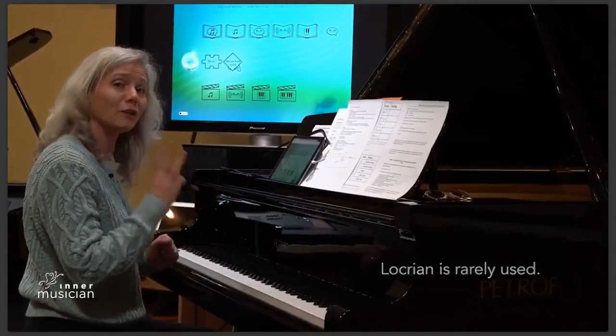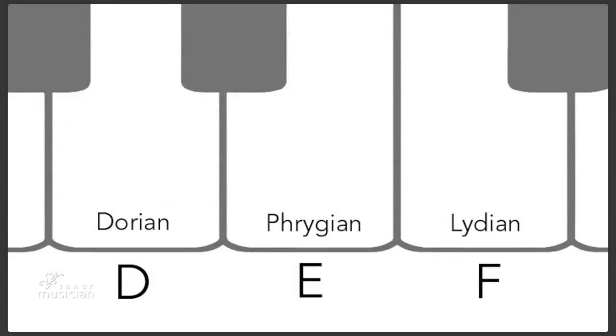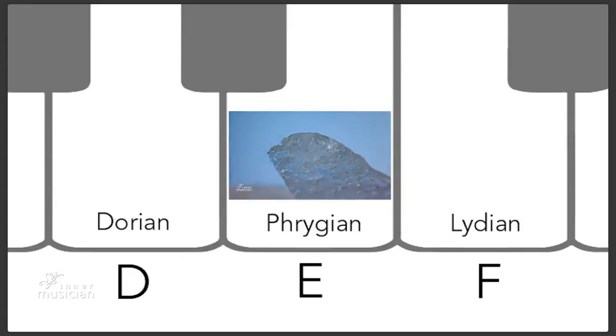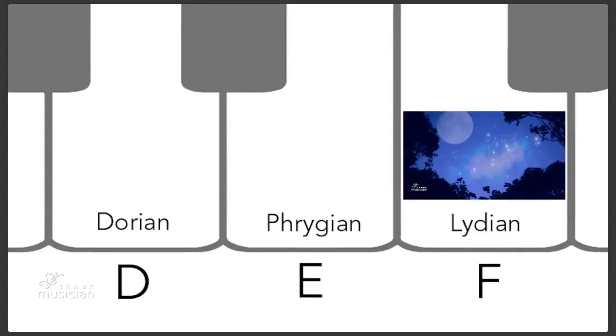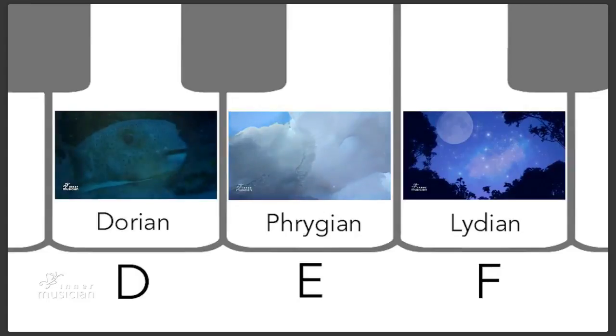I'm going to concentrate on 3 of my favorites. One of them is D, and that's Dorian. The next one that I'm going to play around with is Phrygian. That's the drone on E. And the last one I'm going to play around with is Lydian, which means your drone is going to be on F. So this will be a little clearer as we move through these, but really want to demystify it.